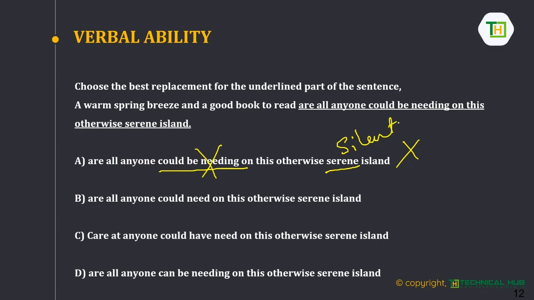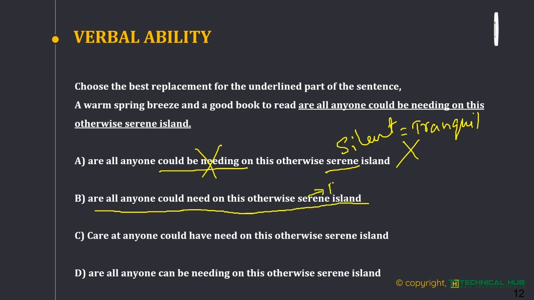Okay, or we can call it tranquil. So the second one is "are all anyone could need on this otherwise serene island." The peaceful island, serene, we can also use as peaceful. So this is how you need to connect a word. Serene, silent, tranquil, peaceful. All these you can connect, and this is the right answer here.